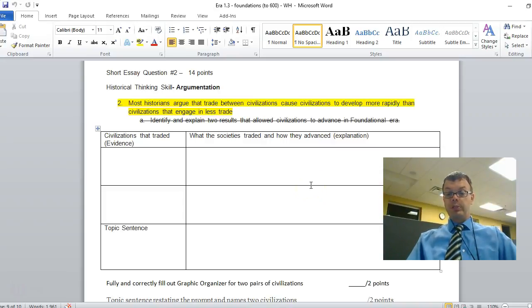So here's the deal. We're going to be taking notes today, but before we take notes, it's often good to read the essay question or paragraphs that you're going to have to write, because then you kind of know, oh, this is what I'm going to have to write about. This is what I should be looking for and focusing on in my notes.